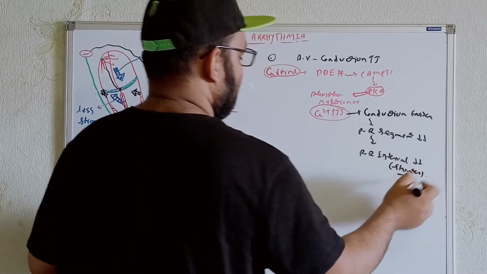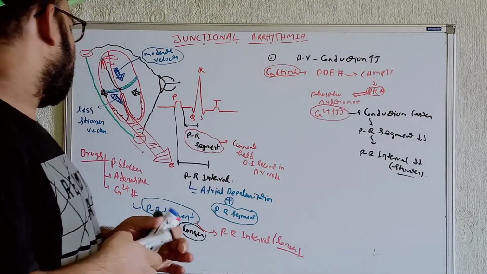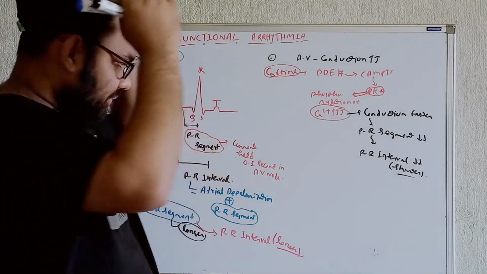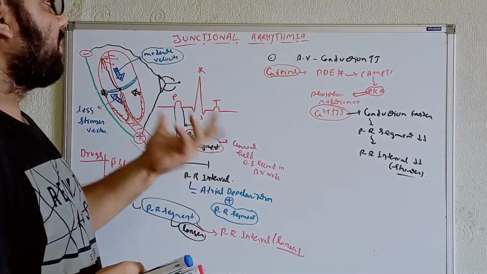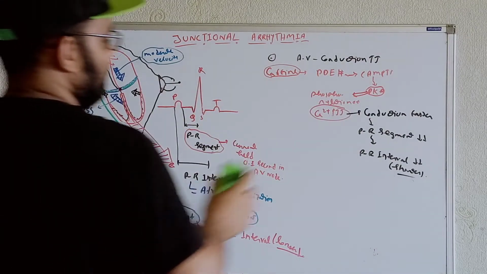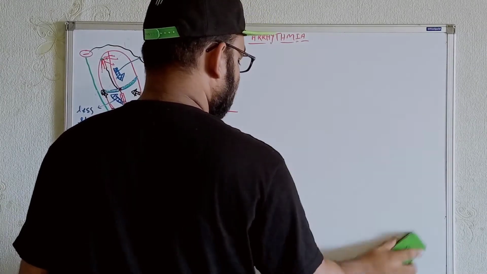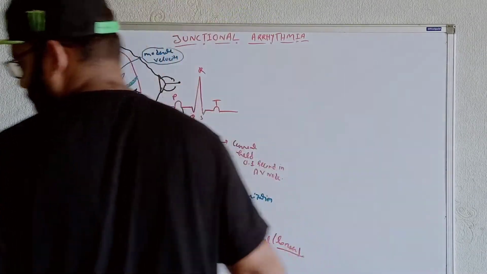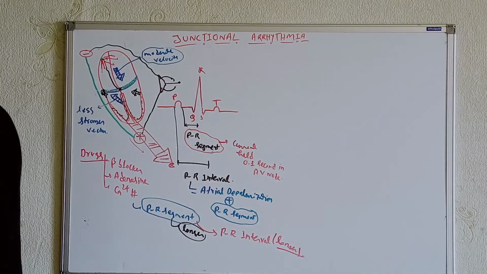Okay. Now we'll talk about the different kinds of aspects. First we'll talk about junctional bradyarrhythmia, then we'll talk about junctional tachyarrhythmia. So let's talk about the junctional bradyarrhythmia first, whatever ECG we get over here, or whatever the regions, we'll talk about those things.